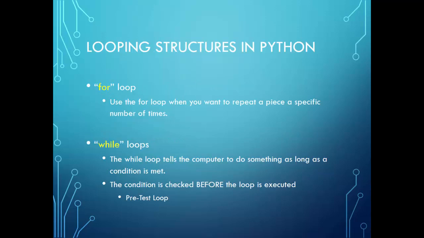In Python, we have two different looping structures. The first is a for loop, and the second is a while loop. With the for loop, whenever we know exactly the number of times we want our code to loop or execute or iterate, we're going to use a for loop. And a while loop has a condition. So while a condition is met, it's going to loop that code. The condition is checked before the code inside the loop ever executes or runs. So this is called a pre-test loop.